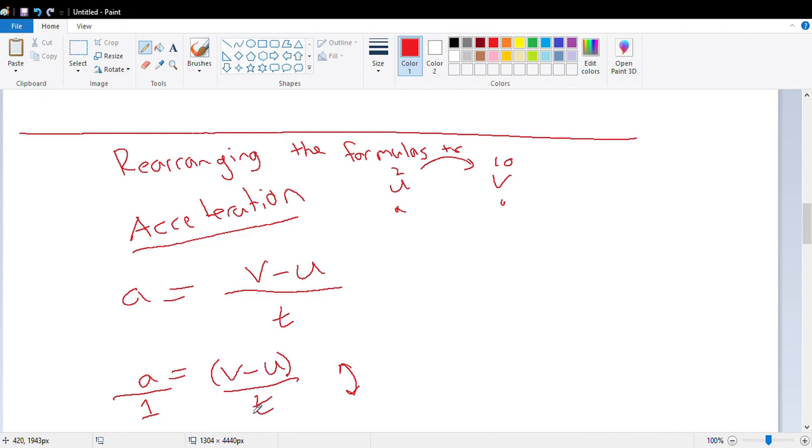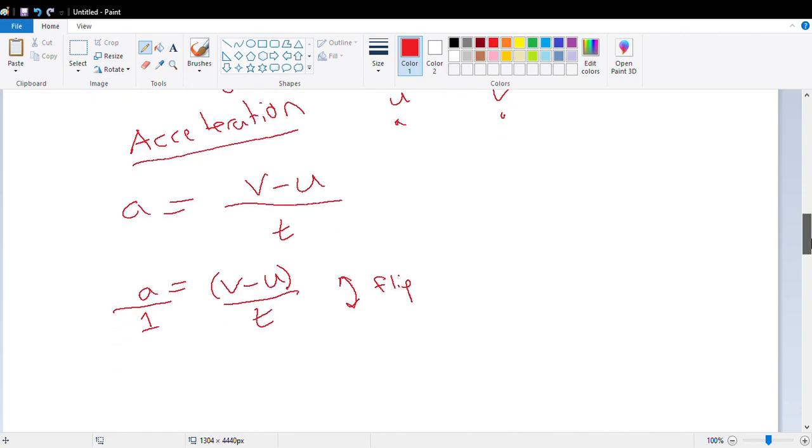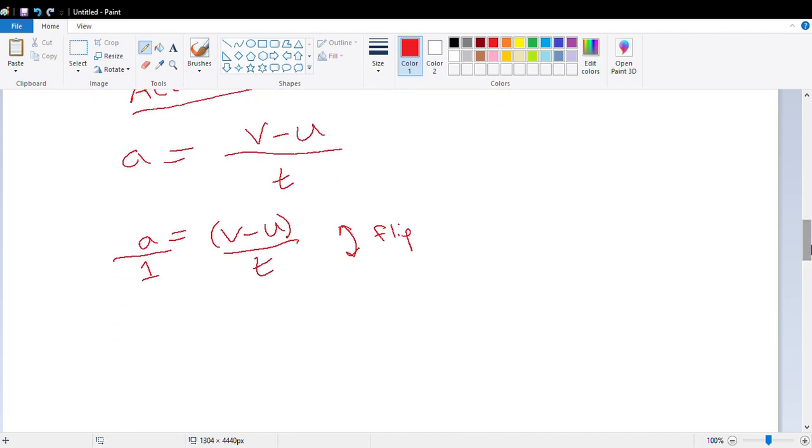If I wanted to find t, the first thing I'm going to do is flip this fraction upside down. What I do to this side of the equation, I must do to this side of the equation. So I'm going to write the result underneath. When I flip this, I now have 1 divided by a, and then I have RT over V take U.